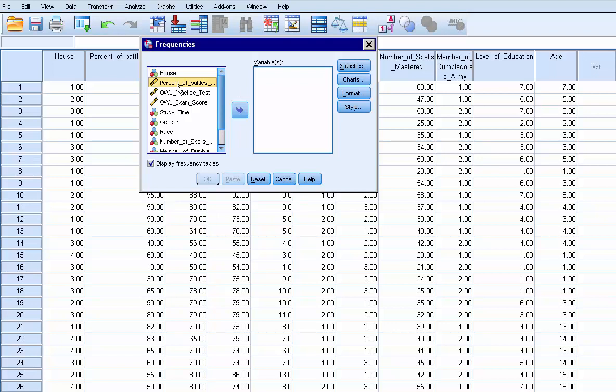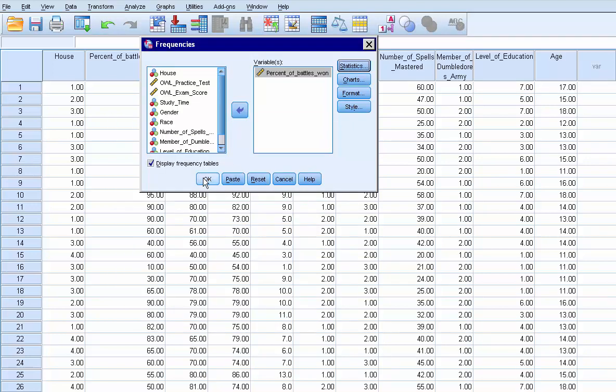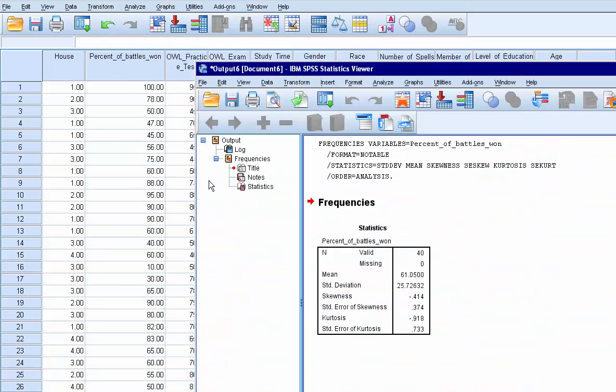We're going to take the percentage of battles won, move it over to the variable box, and we'll click Statistics, and you're checking for skewness and kurtosis. You can also check for your mean, standard deviation, just to have them. We click Continue, and we don't need frequency tables, so I'm going to uncheck that. OK.